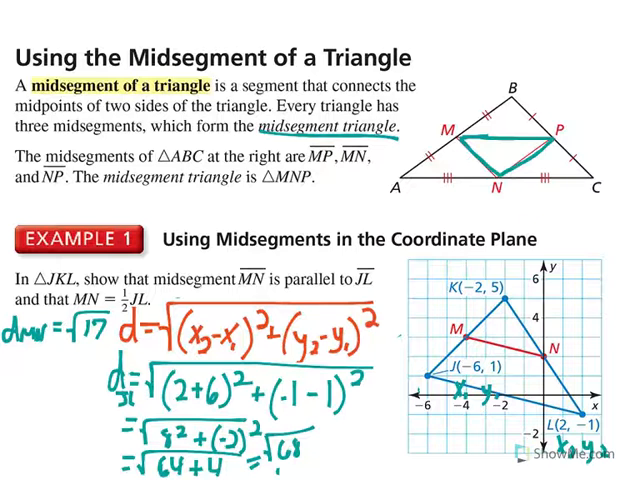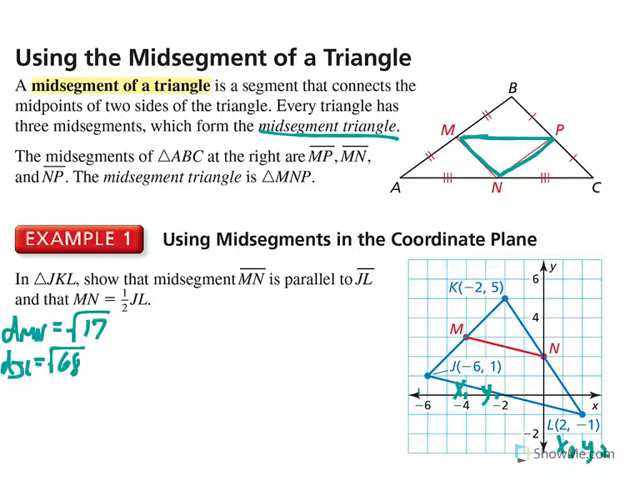So I can write this one on the side as well. I have d of JL. My distance of JL is the square root of 68. So now that we actually have the distances, remember, we've already proven this first part. Okay, so we already said MN is parallel to JL. Check it off. It's correct.